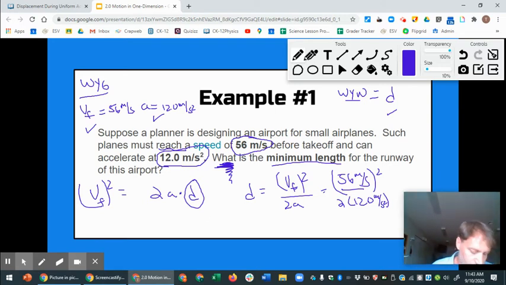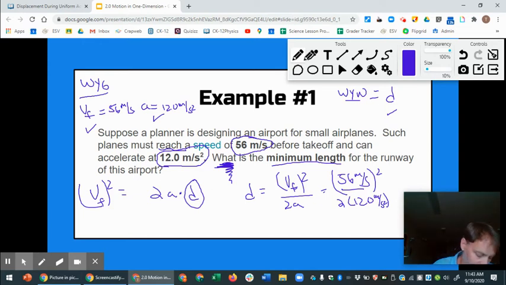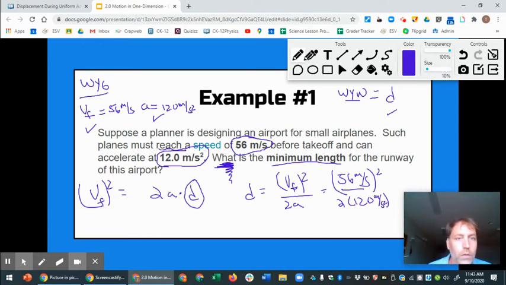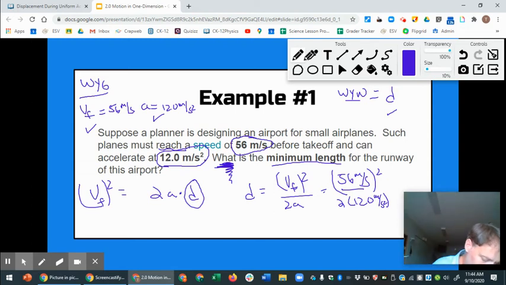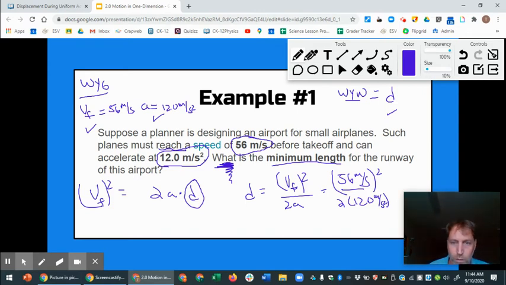So enter into your calculator. You can pause the video if you want to go ahead and do that. 56 squared divided by 2 times 12. All right, so that would be our answer. 56 squared divided by 2 divided by 12 would be 130.7, about 131 meters. So the length of that runway has to be 131 meters.